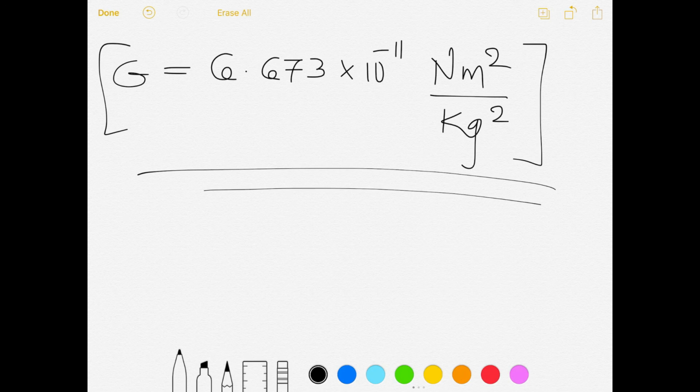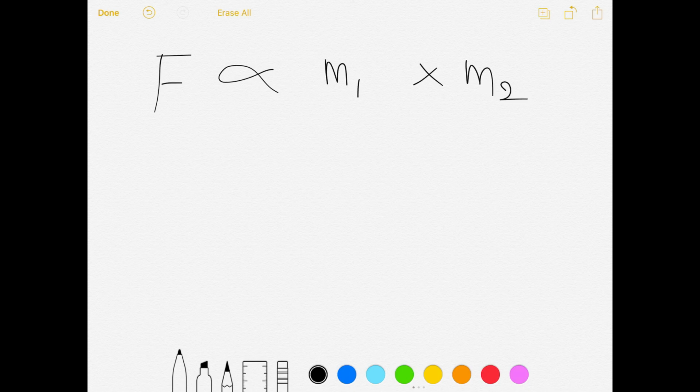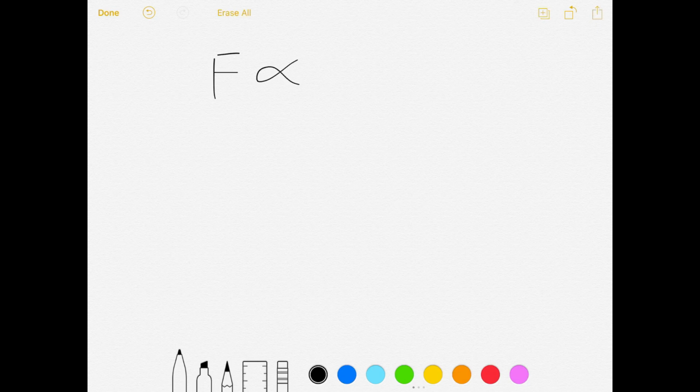So let us have a recap of whatever we have done. Newton's universal law of gravitation states that the force between any two objects is directly proportional to the product of the masses of the objects involved, and it is inversely proportional to the square of the distance between their centers. On combining these two, we get F is directly proportional to m1 multiplied by m2 divided by d square.